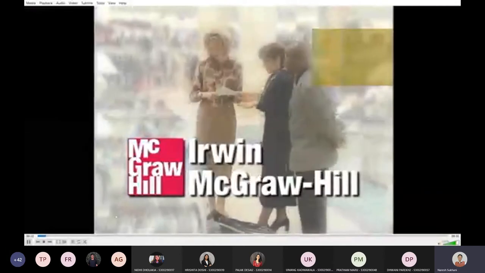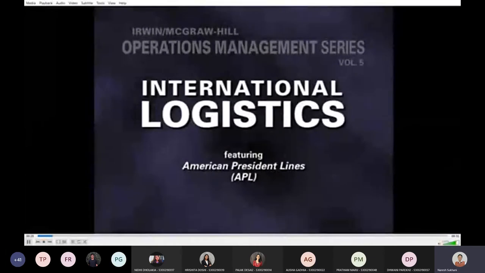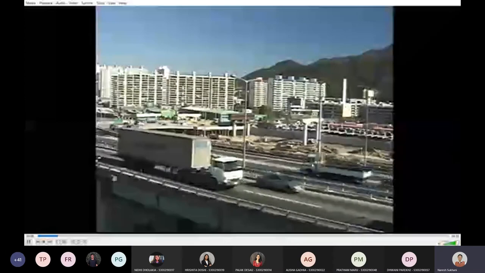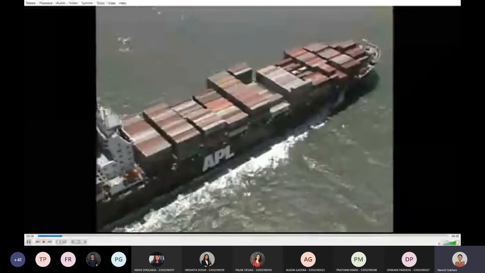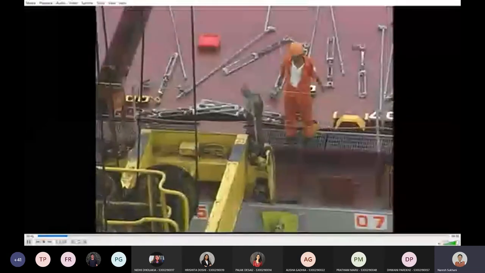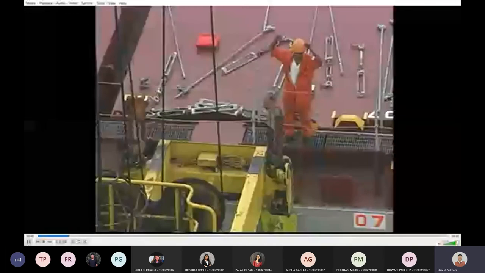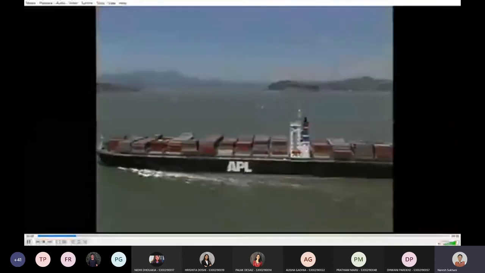This international logistics featuring American President Lines. International operations, a complex lifeline sustained by the efficient flow of goods and services from one corner of the world to the next. Most of us take it for granted. But what would happen if the flow should stop? Our global economy is dependent on the efficient and cost-effective operation of trade routes. Neither manufacturers nor consumers are served if goods created for the international marketplace cannot reach their destination.